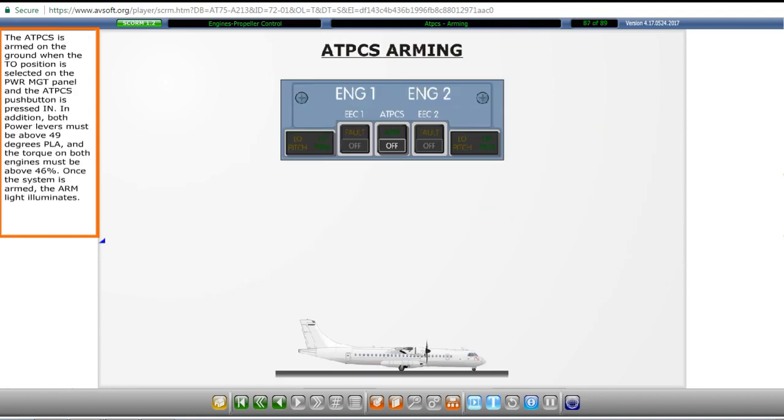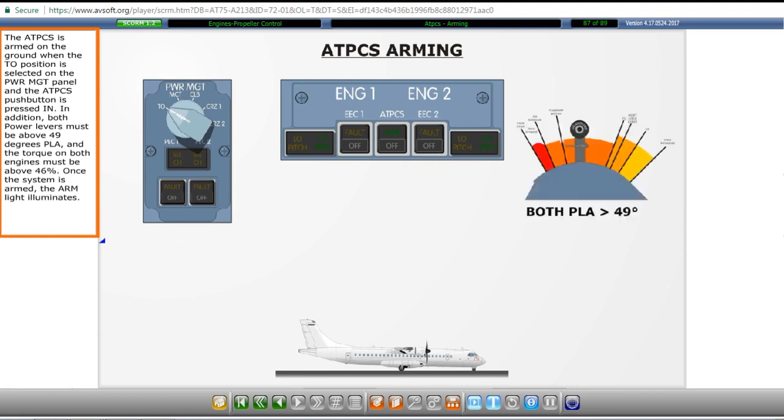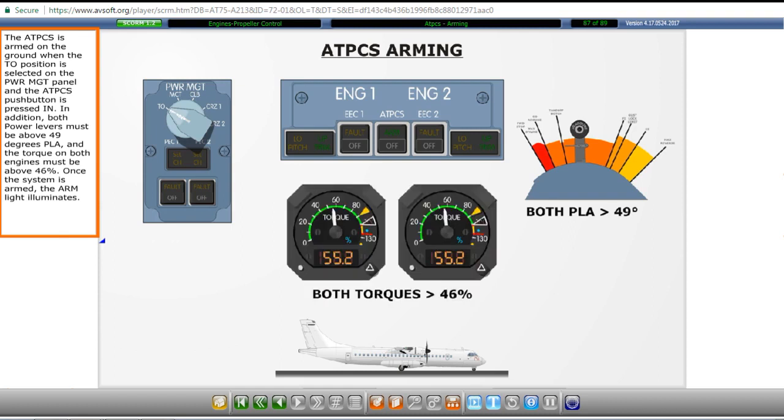The ATPCS is armed on the ground when the takeoff position is selected on the power management panel, and the ATPCS push button is pressed in. In addition, both power levers must be above 49 degrees PLA, and the torque on both engines must be above 46%. Once the system is armed, the arm light illuminates.